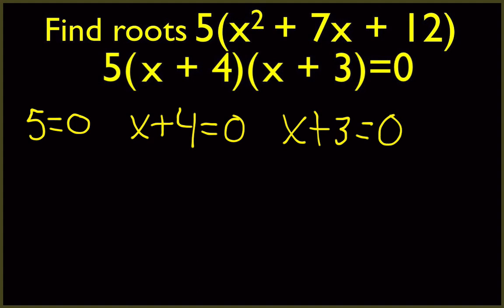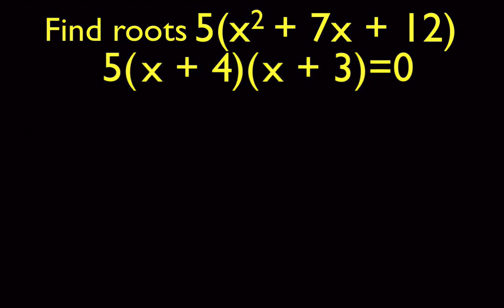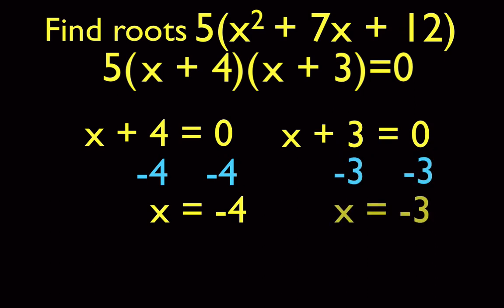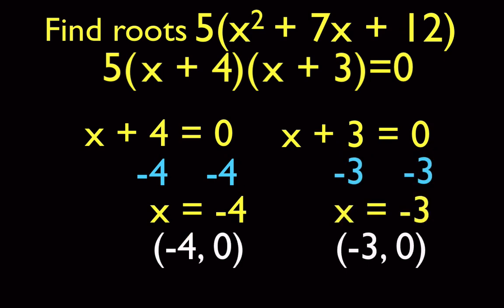Can 5 equal 0? No, that makes no sense. So 5 really doesn't matter in this problem at all because it doesn't affect what makes it 0. 5 can't be 0. 5x could, because you could put 0 in there, but not 5. So we're just going to look at the two factors that are important to us. Subtracting from both sides or using the shortcut, we end up with -3 and -4 as our answers.